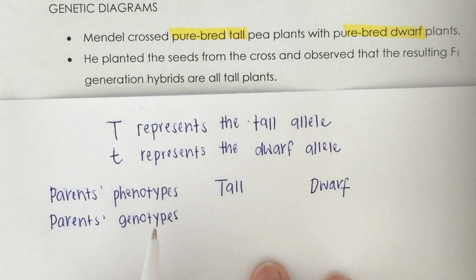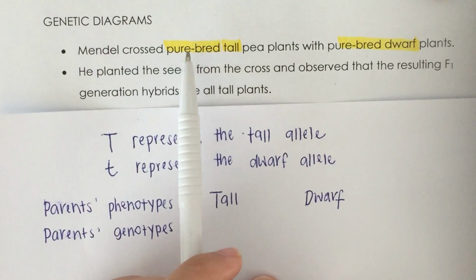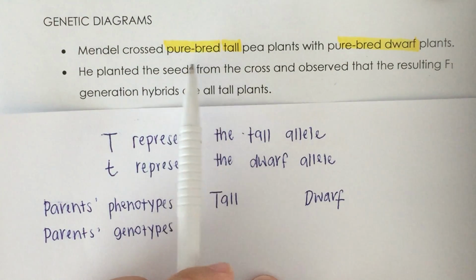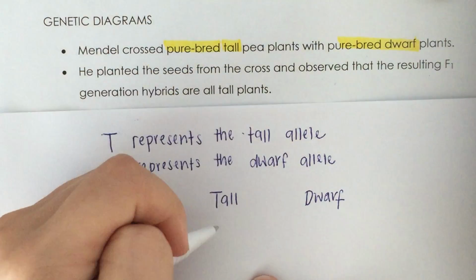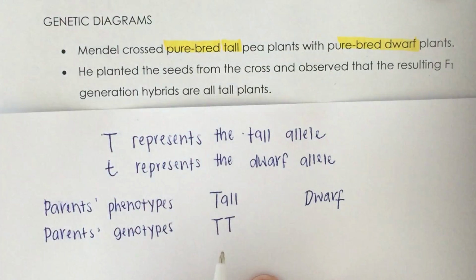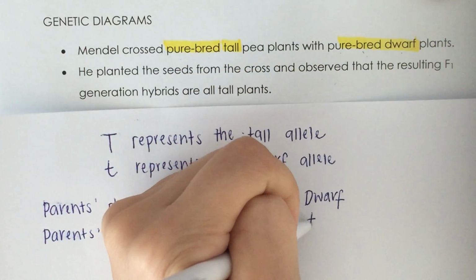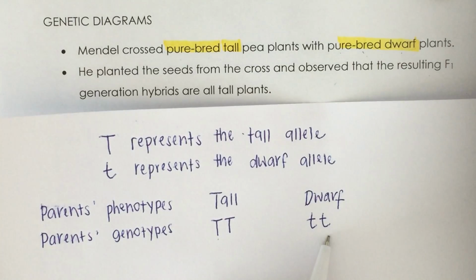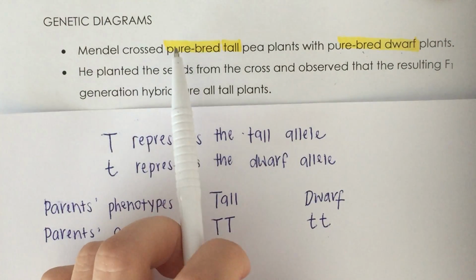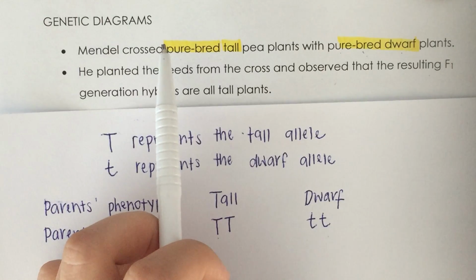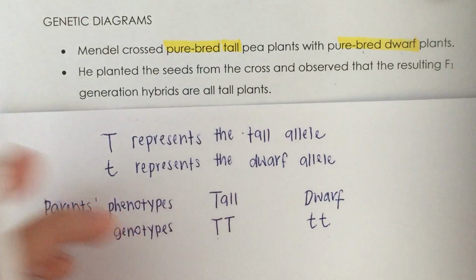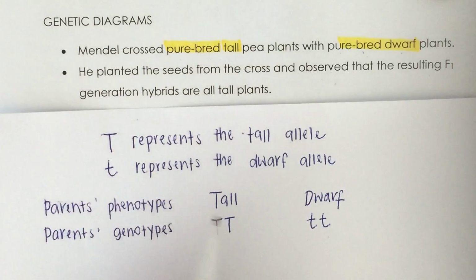right? Now in this case, the question mentions purebred, meaning the two copies of alleles are the same. So in this case, the genotype should be this. Same goes for purebred dwarf. The two copies are the same. So if you come across the word purebred, it means that the two alleles are exactly the same. So you have the parents' phenotype, the parents' genotype.